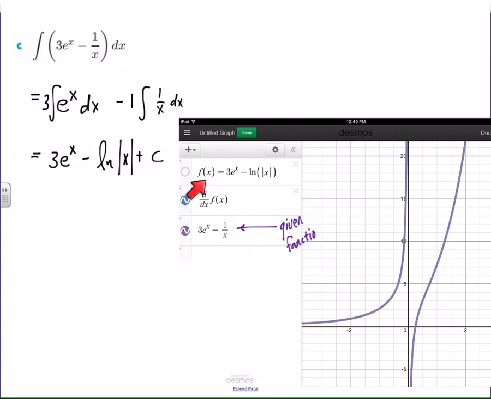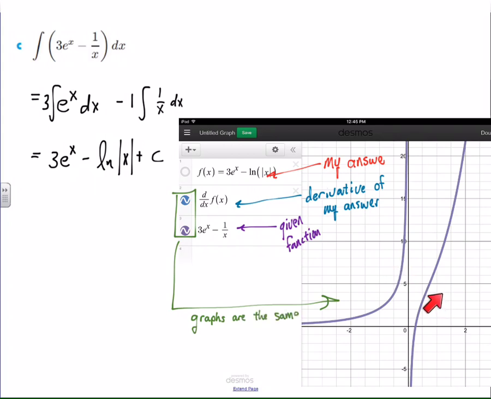And the last thing is I have my answer, the derivative of my answer, and the given function, and my job is to make sure that those match. Notice I used absolute value of x in the natural log. That's the way to make sure I get both wings.